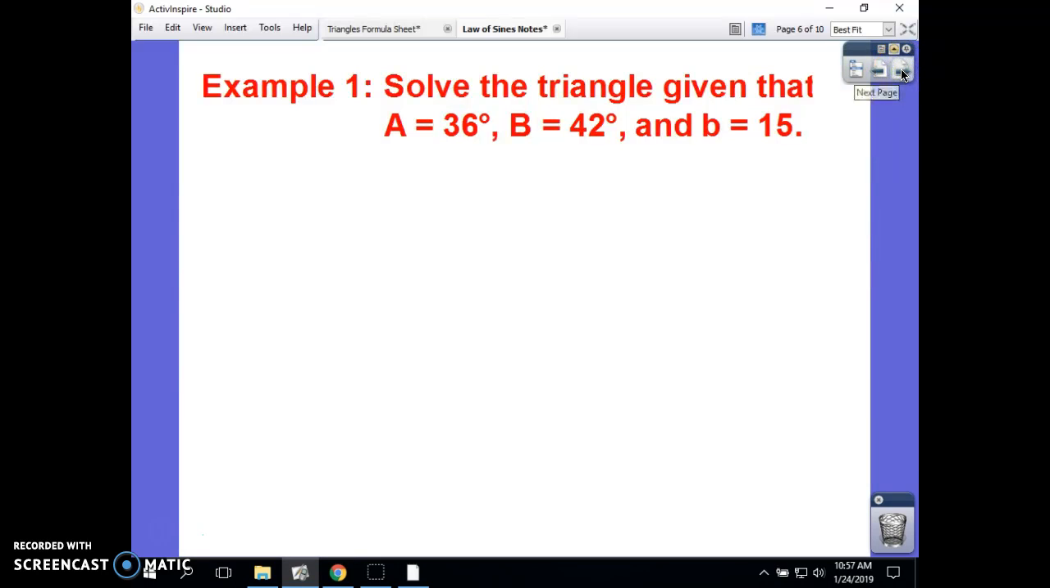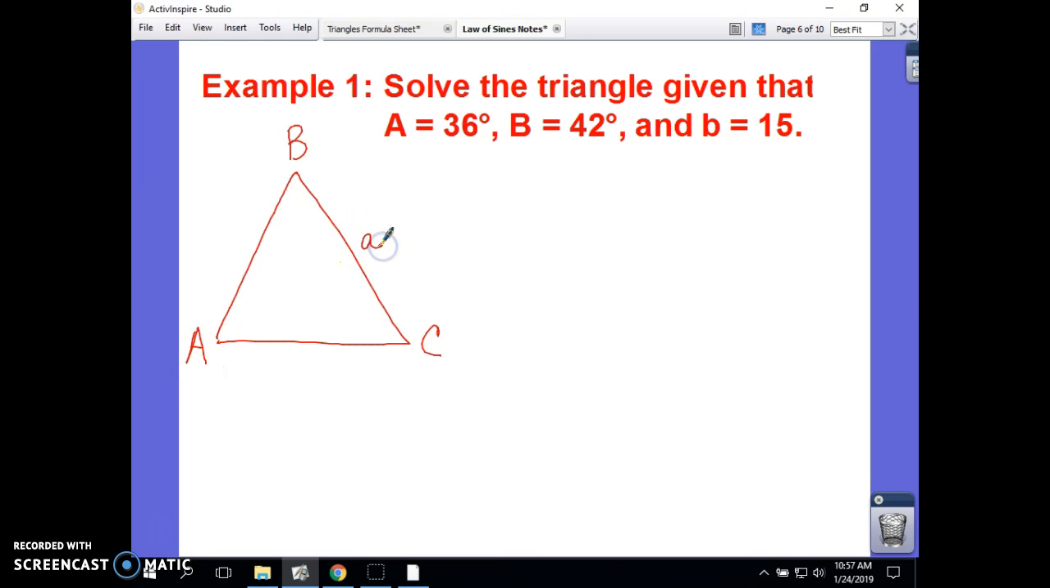Okay? So here is our very first example. Solve the triangle given that angle A is 36 degrees, angle B is 42 degrees, and little b is 15. Now, I want you to get in the habit of drawing a picture, because once we do a lot of these problems, it's really hard to decipher what to do when, so drawing a picture will help you with that. Remember, label your angles as capitals, so A, B, and C, and label your sides as lowercase. So if this is big A, we're going to put little a opposite, big B, little b, big C, little c.